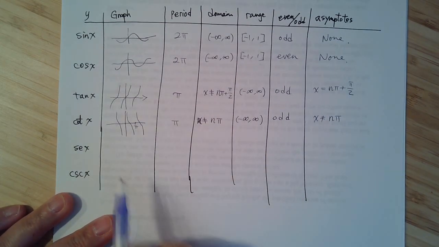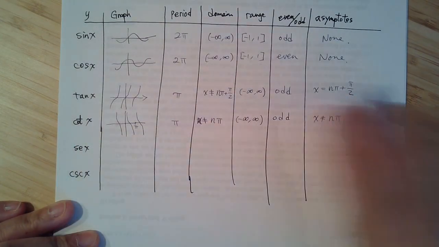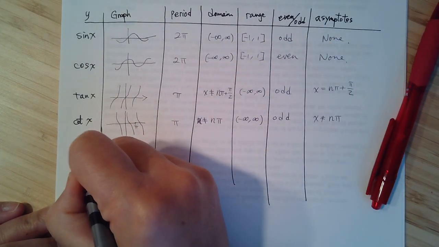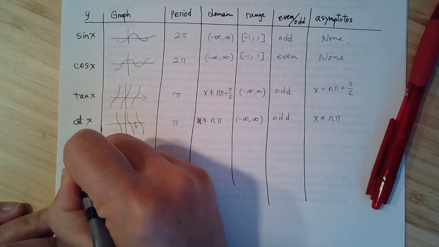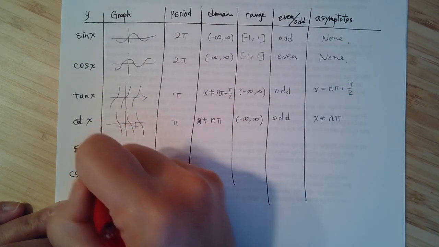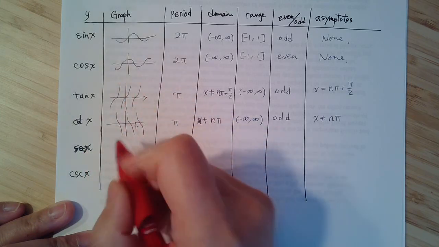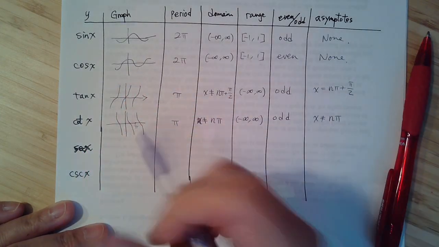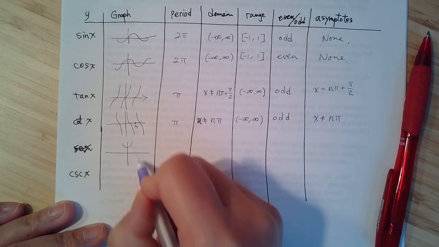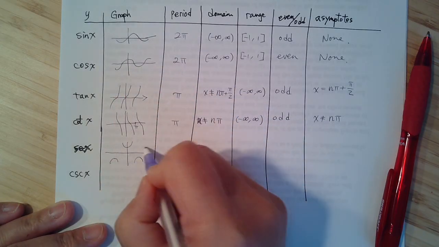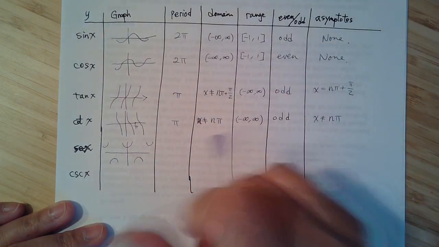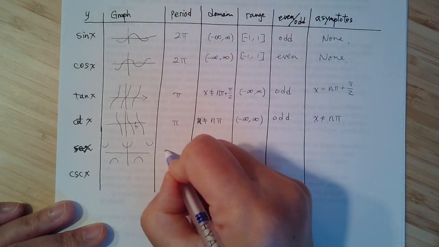All right, and the secant x, that's my little c. Secant x. Sorry, not sex. Secant is the reciprocal of cosine, so the graph looks like this. The graph starts from here, and this, and this, and that, like that. So the period is also 2 pi.